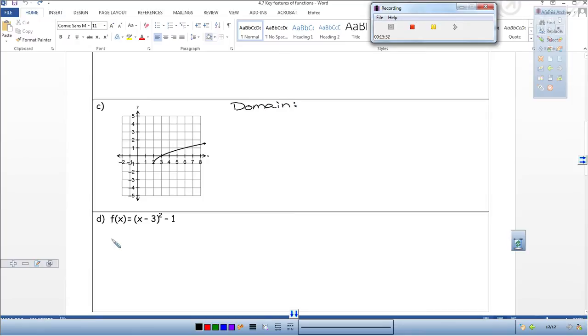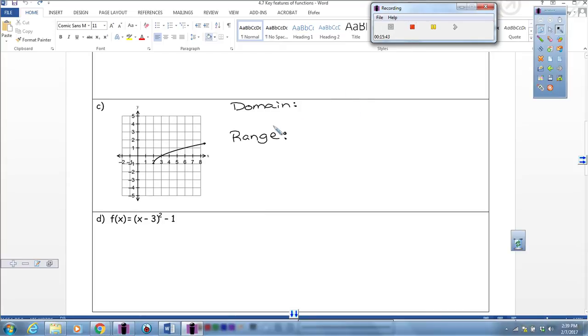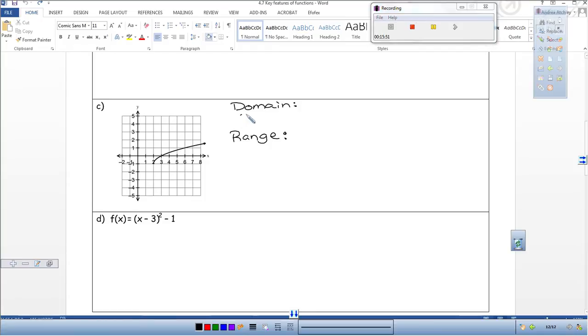Domain. Everyone finds domain and range. Okay, Amanda, what did you get for the domain? Okay, 2 is the lowest it'll go to positive infinity. And it can equal that 2, so use the bracket.